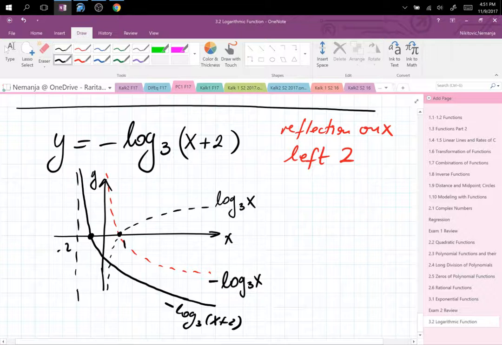So the black dashed line is the default state, the one that you have to memorize, the basic shape of the graph. And then we have a reflection on the x-axis because minus was applied to the entire thing. And then we move everything to the left 2 units because of plus 2 within parentheses. When it's within parentheses, it's left and right.